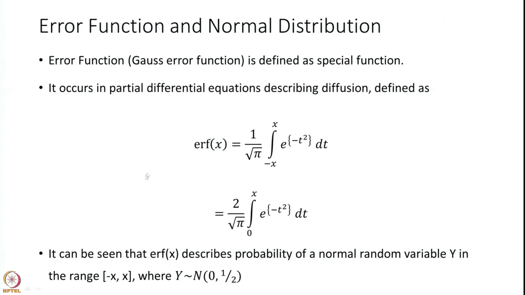Now we come to the next stage. As I said, Gauss's error function is generally defined in this format. This occurs in a partial differential equation describing diffusion, and as I said, it is an error function. You can see that this error function has a direct relation with the normal distribution. The error function describes the probability that a normal random variable y lies in the range minus x to x, when y has mean 0 and a variance of half.